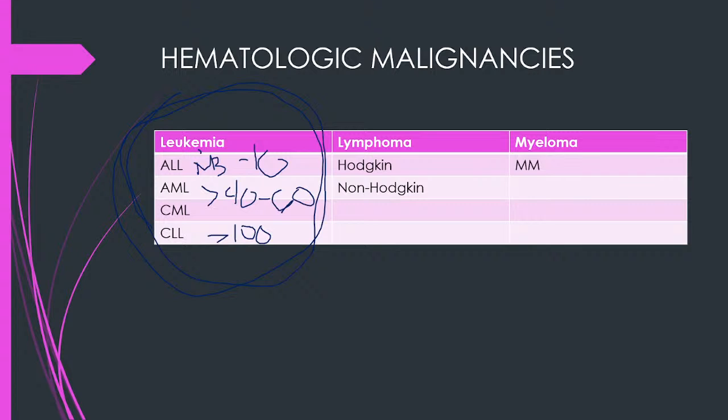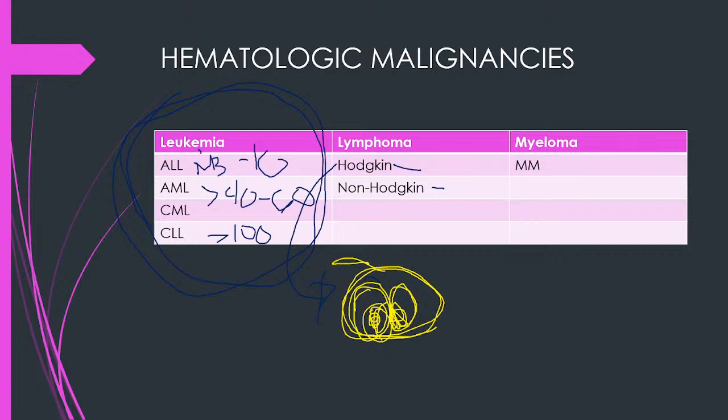Okay? Now, for lymphomas, we have Hodgkin lymphoma and non-Hodgkin's lymphoma. What's the difference between these two? Well, wait, let me change the color of my highlighters. We have two types. We have a cell. Remember what is my drawing earlier? What cell are we looking for when we want to see what is pathognomonic for Hodgkin's lymphoma? What's that cell?